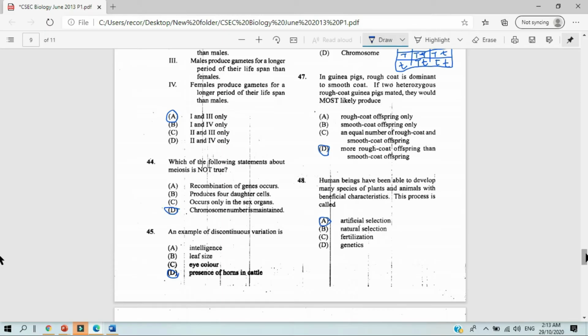So I chose D, the presence of horn in cattle. Now the other answers, intelligence, could be related to continuous. The size of a leaf has varying size, so it is going to be continuous. Now eye color has varying color, so again that is going to be continuous. So the only possible answer here for 45 is going to be D. 46.